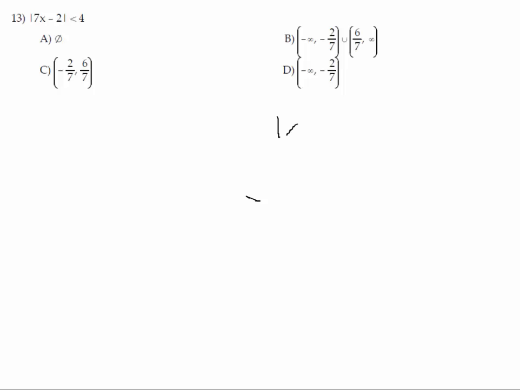Take a look at a very simple example. If I have absolute value of x is less than a number k, that means all the numbers that are less than k units away from 0. So if this is k here, if this is negative k, k could be any number.